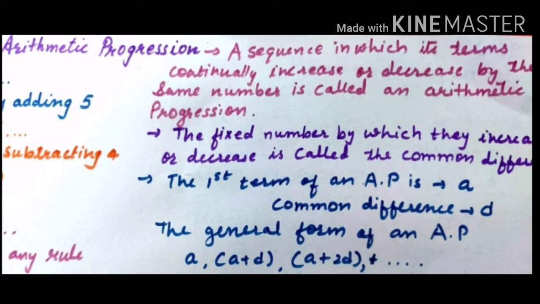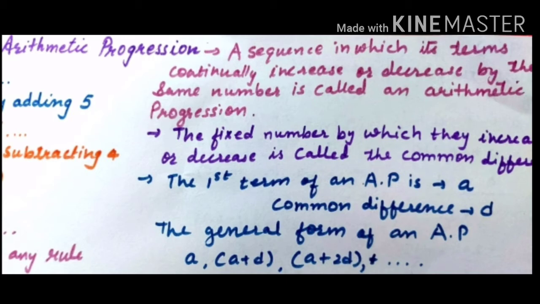Now, the first term of an AP is denoted as small a, and the common difference is denoted as small d. These are the notations which we are going to use throughout the chapter. Small a is for the first term and small d is for the common difference. So how does our AP look, or in general form, how can we write it down? The first term in an AP is a, then we add the common difference d to it.